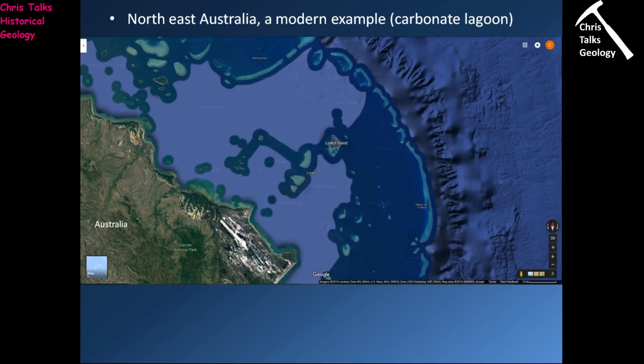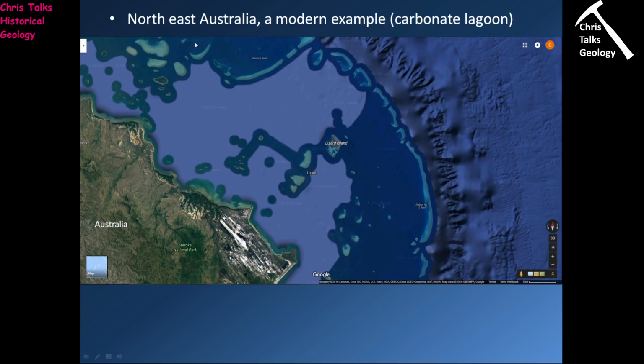Now, one of the things you might be thinking is, hold on a minute, Australia is quite a large continent, so you would expect quite large rivers, which should be dumping quite large quantities of clastic sediment along this coastline. Well, because the northeast of Australia is quite a dry place, you don't have many large rivers, and so you don't have much clastic sediment being deposited along the coast. That helps to keep the water quality very high, so it's nice clear water.